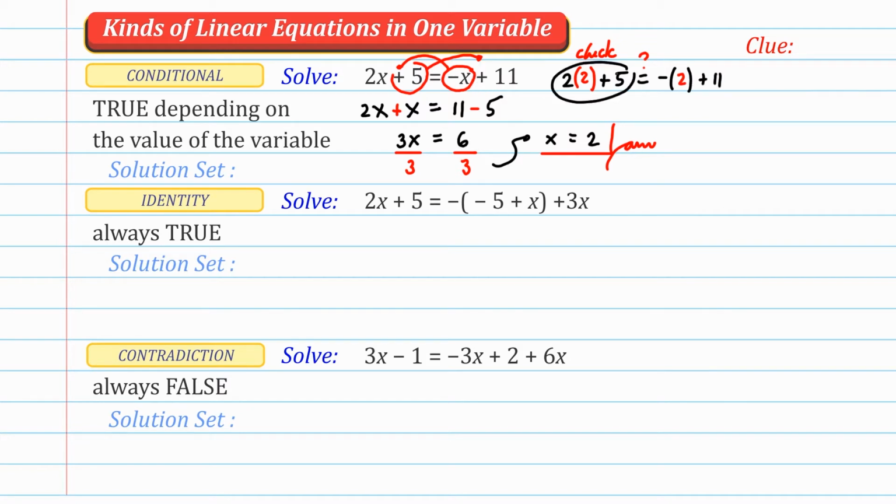Okay? Simplifying the left side, PEMDAS rule, multiplication first, rather, before addition. 2 times 2 is 4 plus 5 is 9. Next, negative 2 plus 11 is, again, 9. Yes. Therefore, this is equal to the left side. Really, 2 will make the statement true. So this equation is true if x were equal to 2.